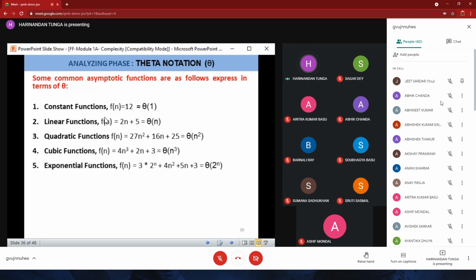This is the condition. Similarly, we can solve the sum of growth of functions by using theta notation. Express in theta notation: Fn equal to 12 is theta of 1, Fn equal to 2n plus 5 is theta of n, and likewise the quadratic, cubic, and exponential equations. The explanation and derivation are in the lecture notes, which are available in the Google Classroom. Please download the lecture notes and solve it.